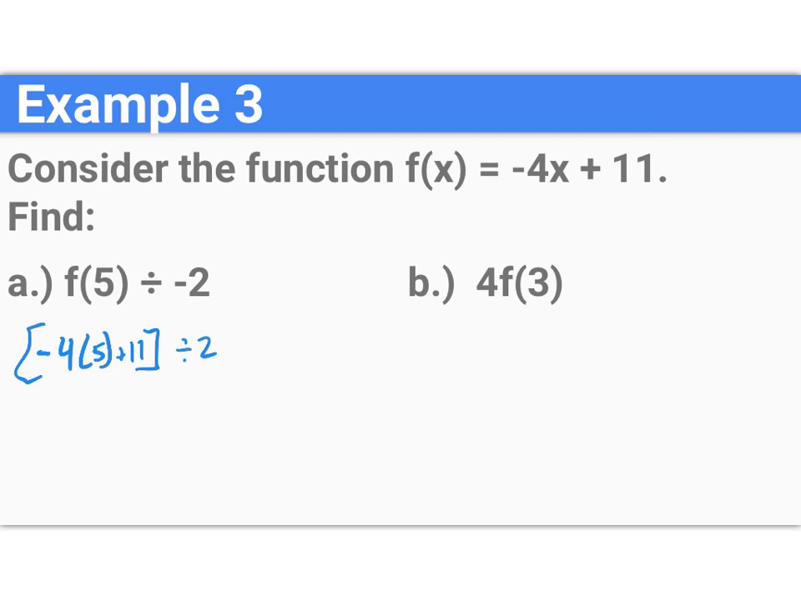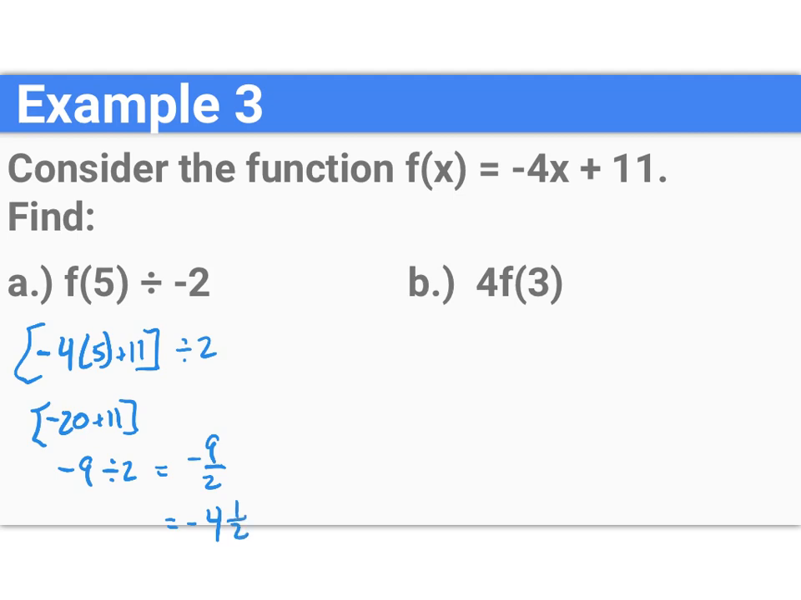So negative 4 times 5 is negative 20, plus 11 is negative 9. Then divide that by 2 equals negative 9 over 2. And I'm just going to leave that as a fraction. I could change that into a mixed number by dividing by 2, and we get negative 4 with 1 left over.